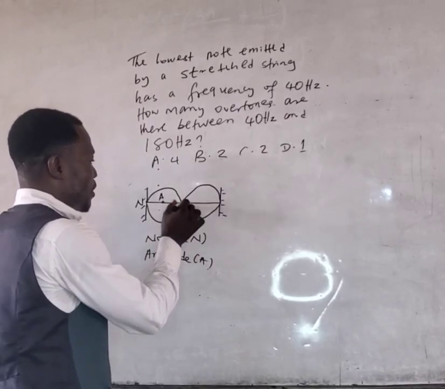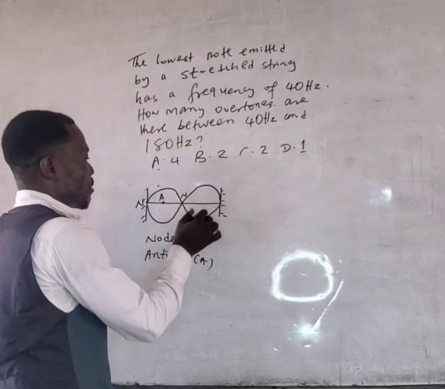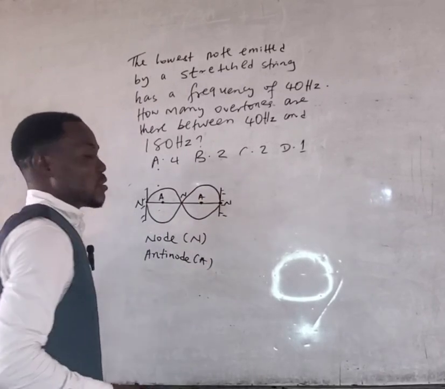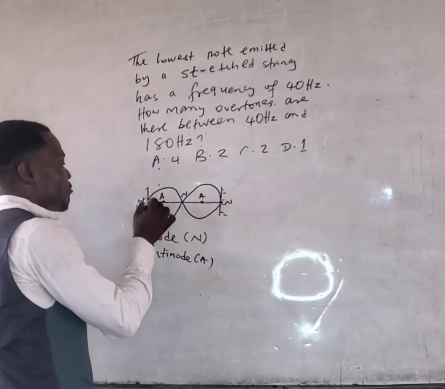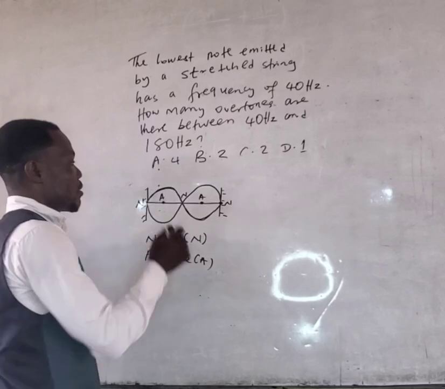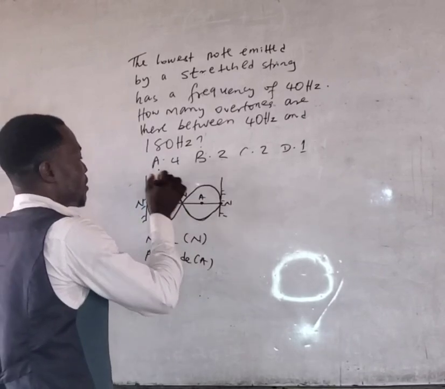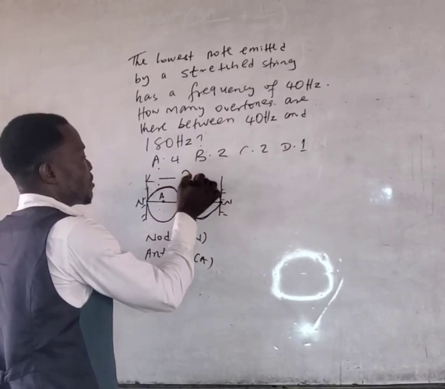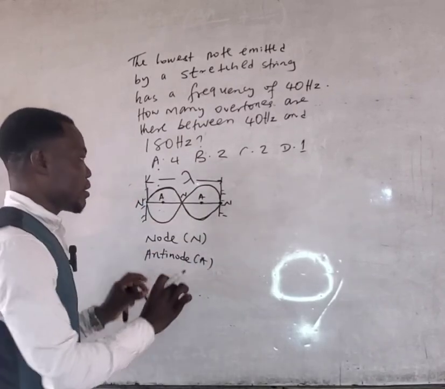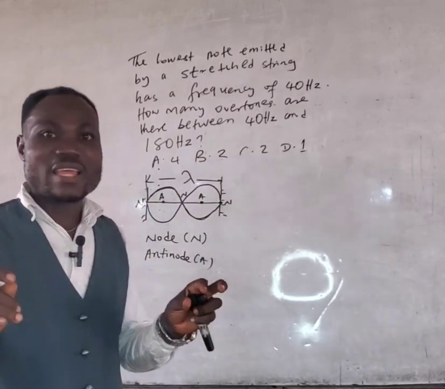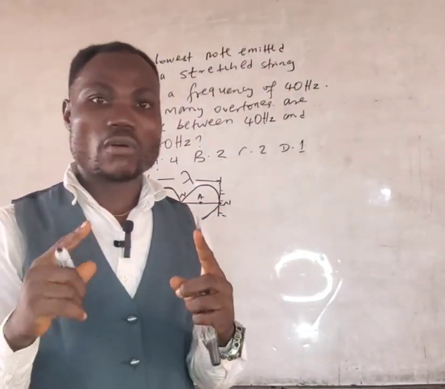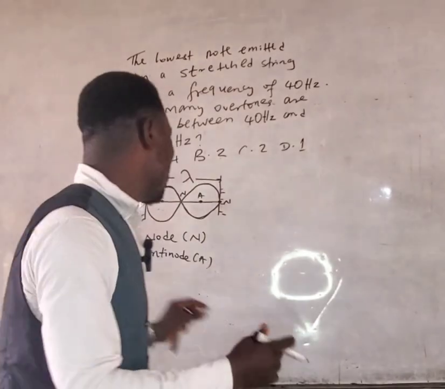So here is a node. Here is an antinode. Here is another node. Now you can say that from here down to here is one complete cycle. That means that distance represents one wavelength. So each of these loops is half of a cycle.